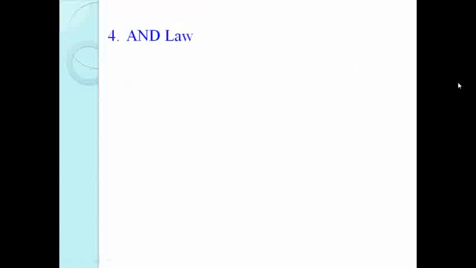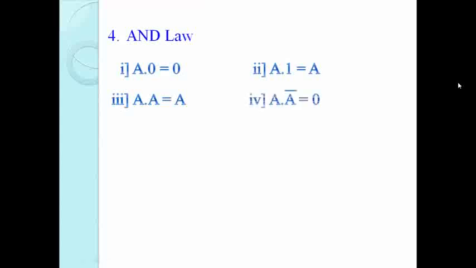Fourth Boolean law is the AND law. In AND law, the first law is A into 0 equal to 0. A into 1 equal to A. A into A equal to A. A into A inverse equal to 0.